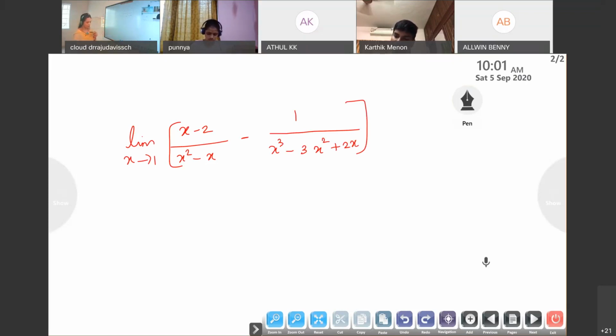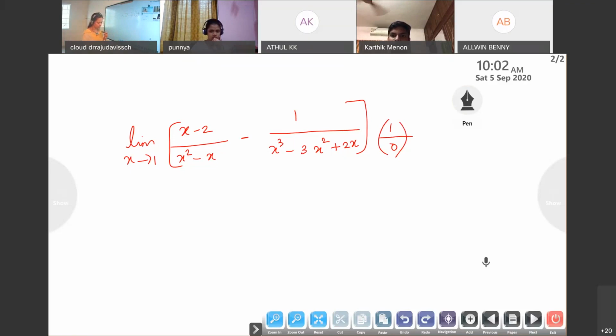Limit x tending to 1. When we put x is 1, look at the denominator here, children. The denominator becomes 1 square minus 1, so it becomes 0. When the denominator becomes 0, division by 0 is not defined. Again, when we put x is 1, 1 minus 3 plus 2, the denominator again takes the form 0, so it is an indeterminate form. So we have to factorize and simplify this.